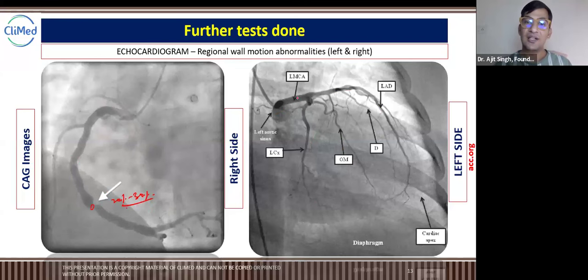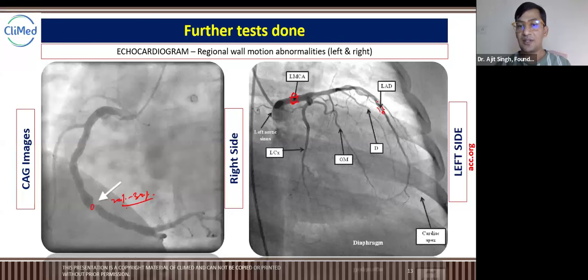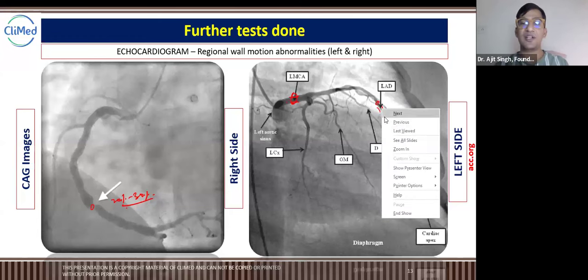Similarly, if you look at the LMCA here, it looks similar. You won't see much difference, but the dark color has gone here. So LMCA is also blocked here. And if you look at the LAD, it is also blocked. From here it is 100% blocked, but here again it is maybe 20%, 30%. We cannot make it out.